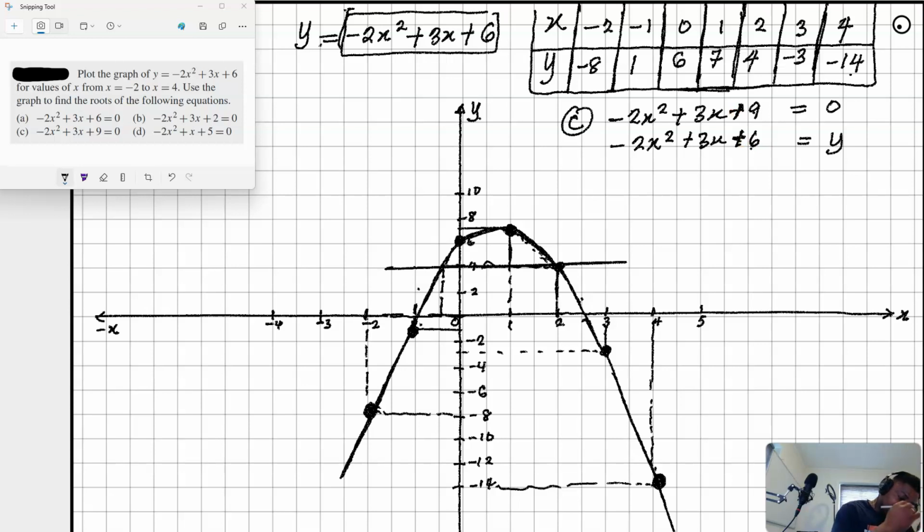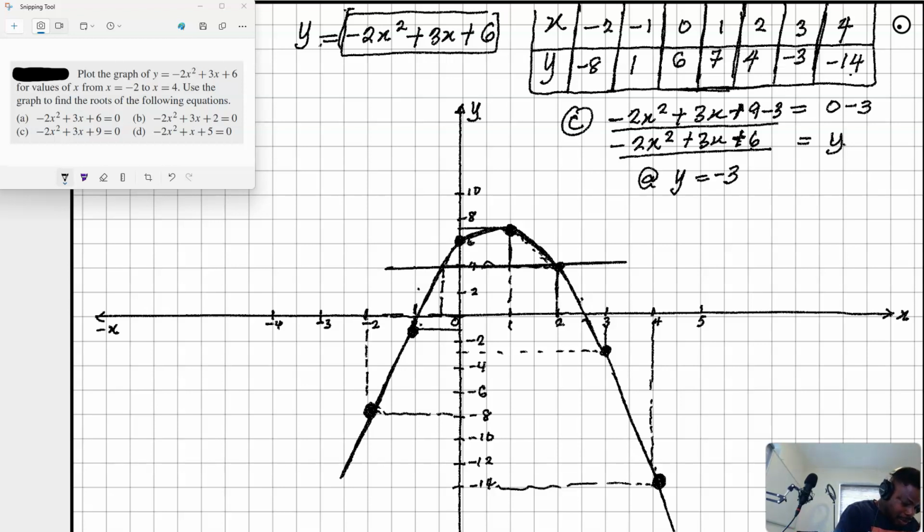So how can I take plus 9 to plus 6? I will subtract 3 on both sides. So if I subtract 3 here, plus 9 minus 3 will give us 6. So that means the left-hand side here is the same as the left-hand side of our curve. On the right-hand side, y is equal to 0 minus 3, that is minus 3. So at y is equal to minus 3, what will be the value of our x?